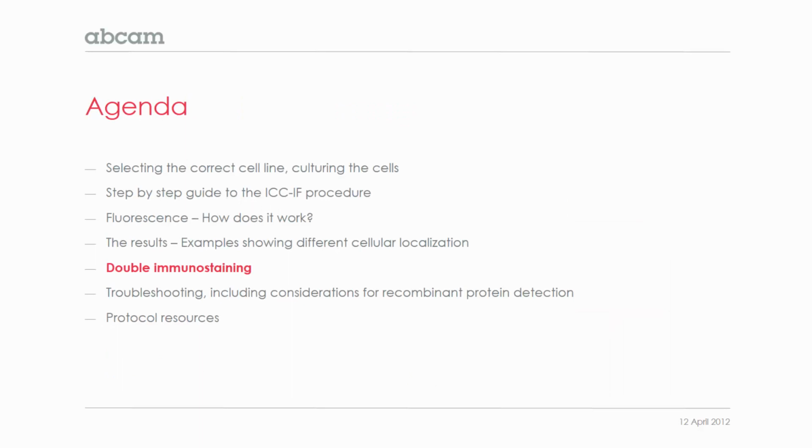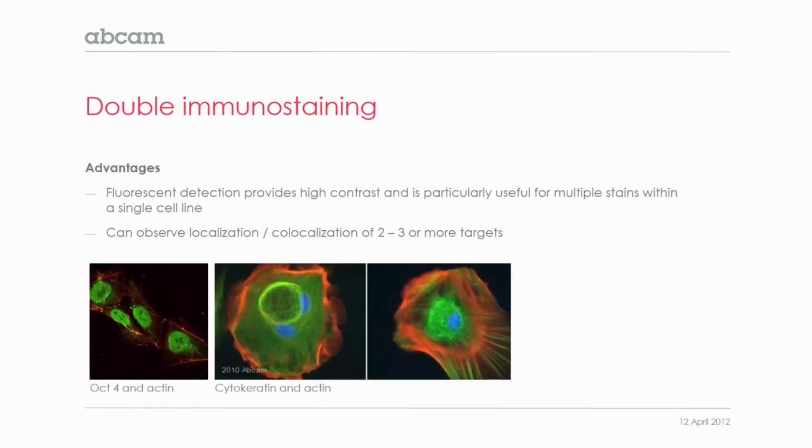So that's some examples. I'd like now to talk briefly about double immunostaining because many of our customers use this technique. So what are the advantages of double immunostaining when you have fluorescence? As I said before, fluorescence detection gives really good resolution and contrast, so it really lends itself to multiple stains within a single cell line. And you can observe the localization and co-localization of 2 to 3 or more targets. And really you're just limited by the fluorochromes that you can use and the fluorescent microscope that you have.